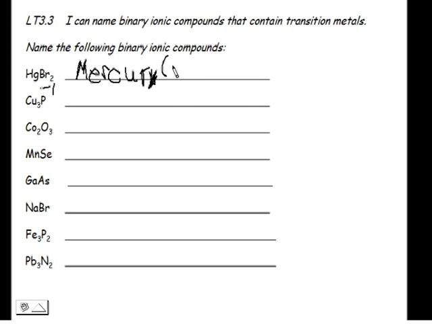Okay, parentheses now, 2 for the 2 charge, and then bromine, instead of being bromine as we've indicated, it will lose its suffix and then become IDE in its ending, making this bromide. So that would be mercury(II) bromide.